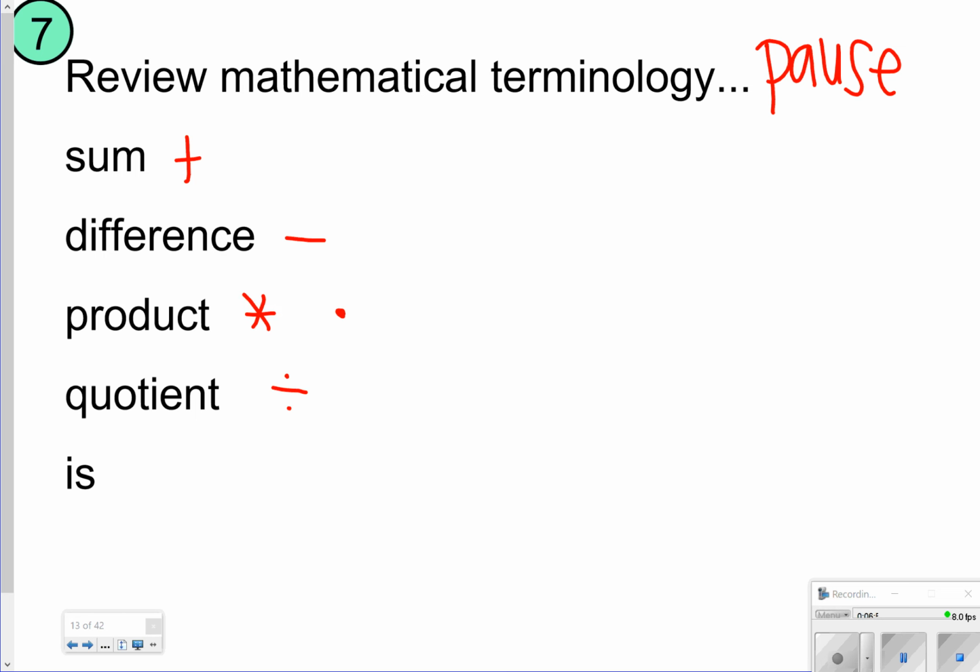You will have some of these questions on your homework tonight, so I wanted to make sure that you're still aware of that. Is always represents equals to, or this is the actual answer. Remember how we say x is 4? That just means x equals 4.